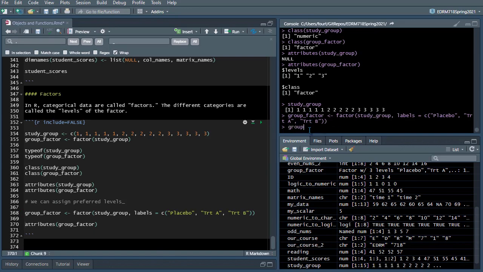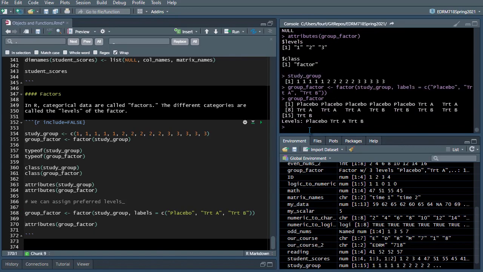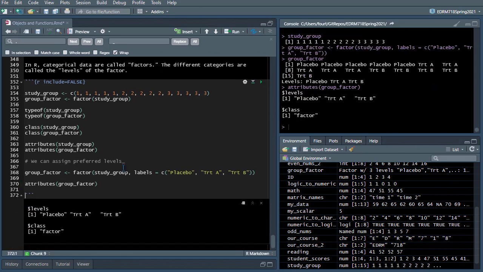Let's go ahead and look at group factor to see what it looks like. Notice that: placebo, treatment A, treatment B. And let's look at the attributes. The attributes are placebo, treatment A, treatment B. The class is factor.